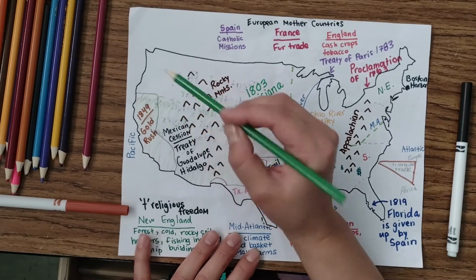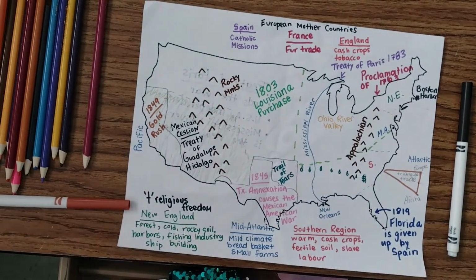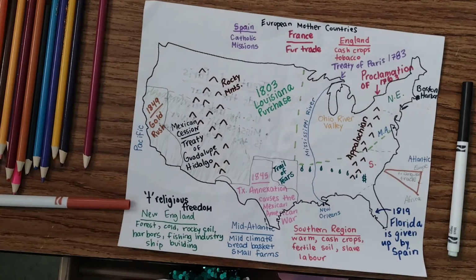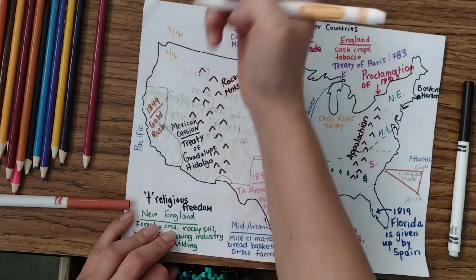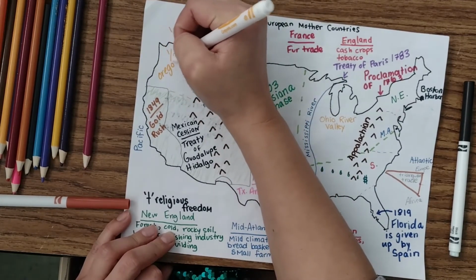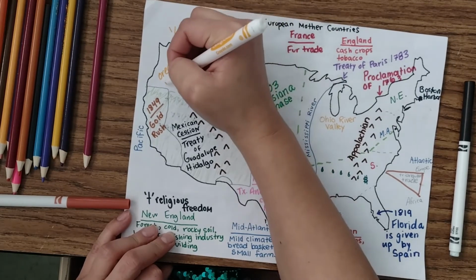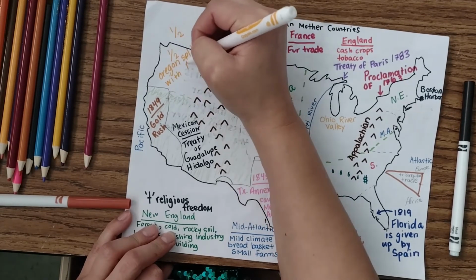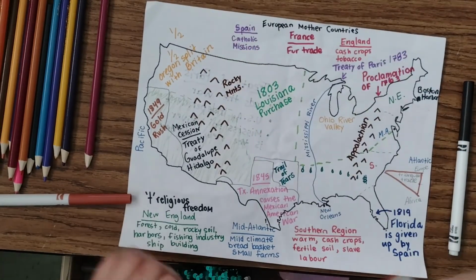And now let's go ahead and add in our Oregon Territory that was split with Britain. It was split with Britain to avoid further conflict, which I think was a really good idea. So I'm just going to do half and half. So Oregon is split with Britain. All right.